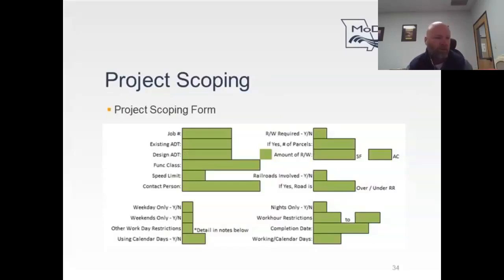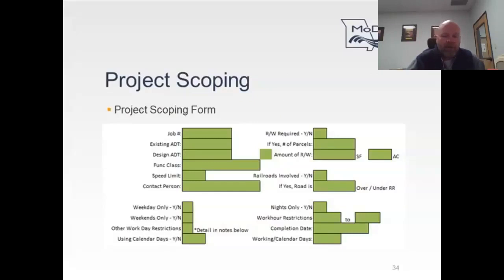There are also several tools in EPG Section 104, including a project scoping checklist. As you can see from this checklist, you are asked to identify, for example, whether right-of-way is required, and if it is required, how many parcels are required and how much right-of-way. When you answer these questions, it kind of makes some decisions for you.